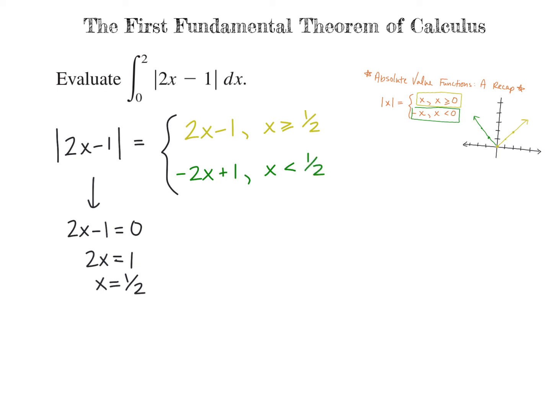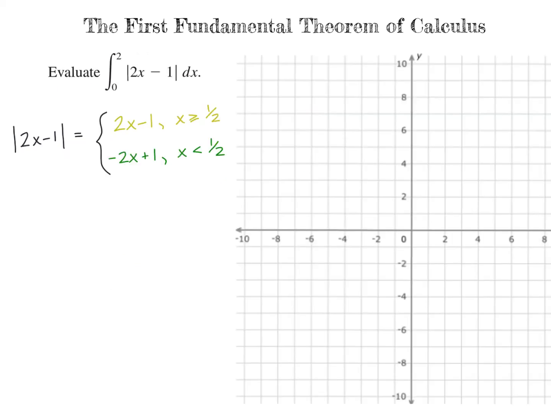versus here for the piecewise function. Let's see how this looks. So we have the line 2x minus 1, but only where x is greater than or equal to 1/2. So I'm just going to plot the line 2x minus 1. I'll go up 2 over 1, up 2 over 1, and so on. But I only want this when x is greater than or equal to 1/2, which is right here.